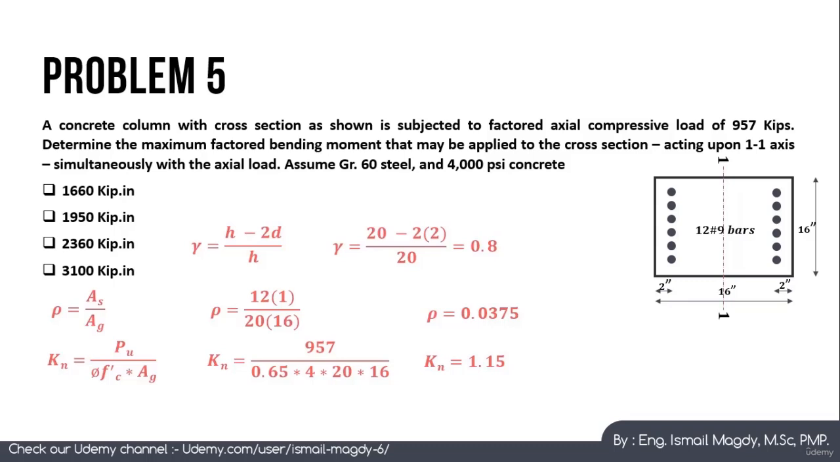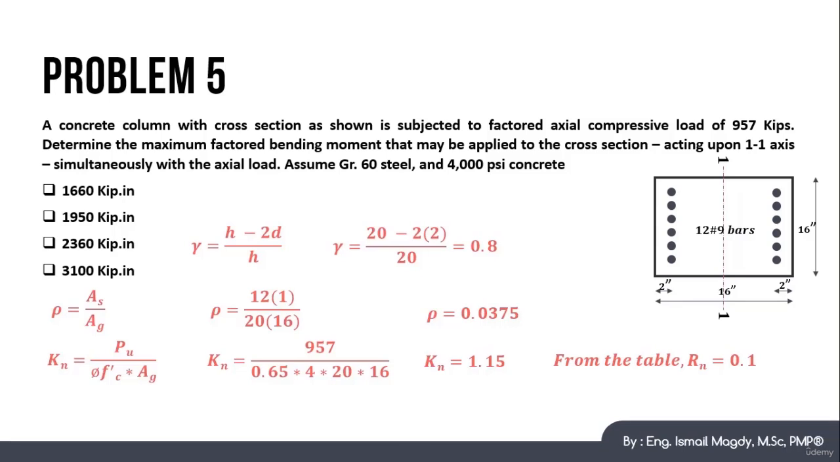So now we have the Kn and we have the gamma and we also have the rho. Based on that, from the table we can get Rn, because we have the rho and also we have the Kn. Based on the Rn equation, which says that the M ultimate equals phi Fc prime multiplied by area gross multiplied by h multiplied by Rn, we have all of these values except for the M ultimate.